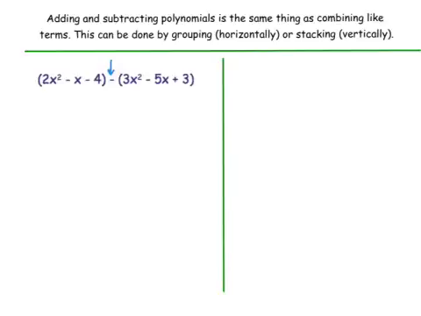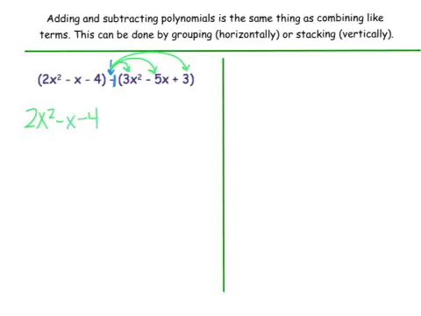And so what we need to do, if we want to rewrite this without parentheses, we have to consider that there's a negative 1 right there, and we have to distribute that negative to each term in its following parentheses set. And so the first set doesn't change. We still are going to have our 2x squared minus x minus 4.